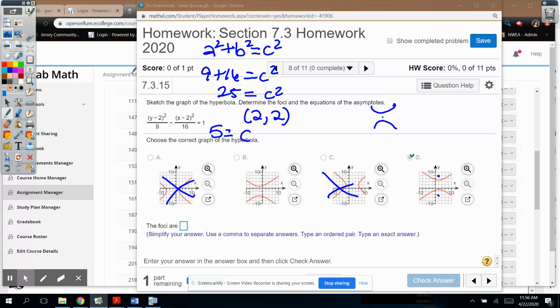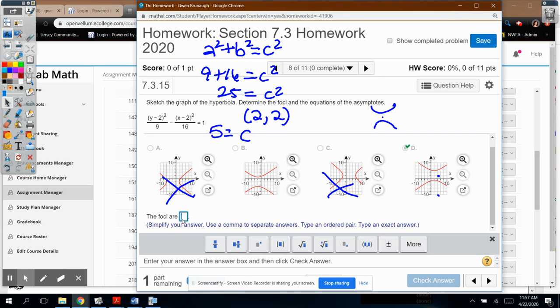So because I'm going up and down, I'm still over 2. Still over 2, but now I'm up 2 plus 5, which is 7. And I'm still over 2, but I'm going to minus 5, which is negative 3. I probably need a comma in between there.